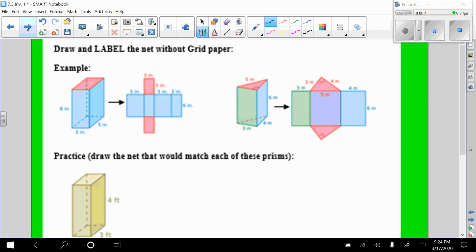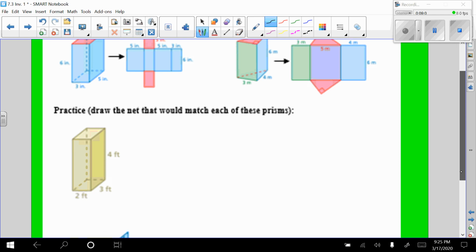So here it is drawn out again. Here's an example of how you could open up these boxes or open up these triangles. Again, drawing it this way is hard for me. I don't draw them like this. I draw them the way that we just did, even without graph paper.